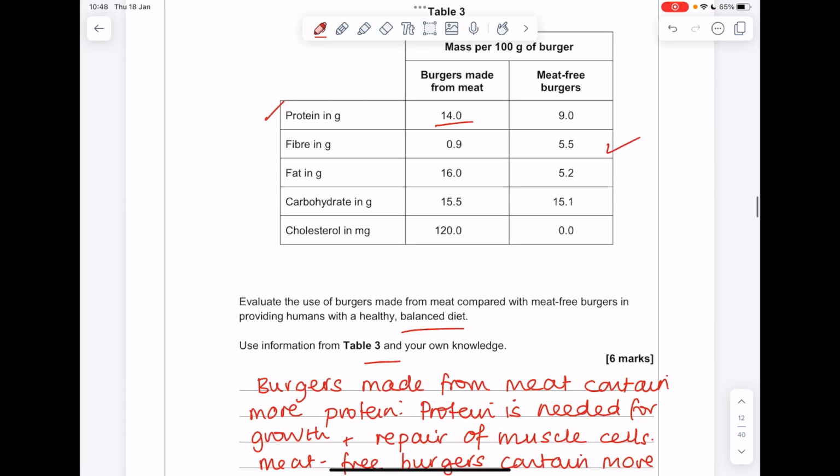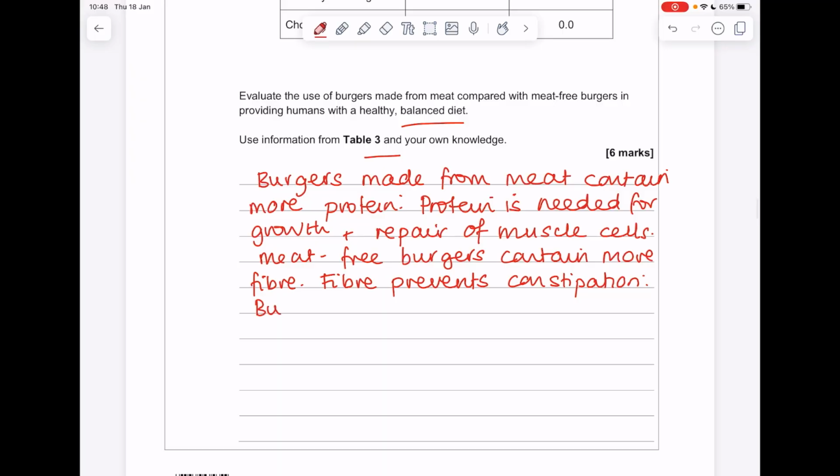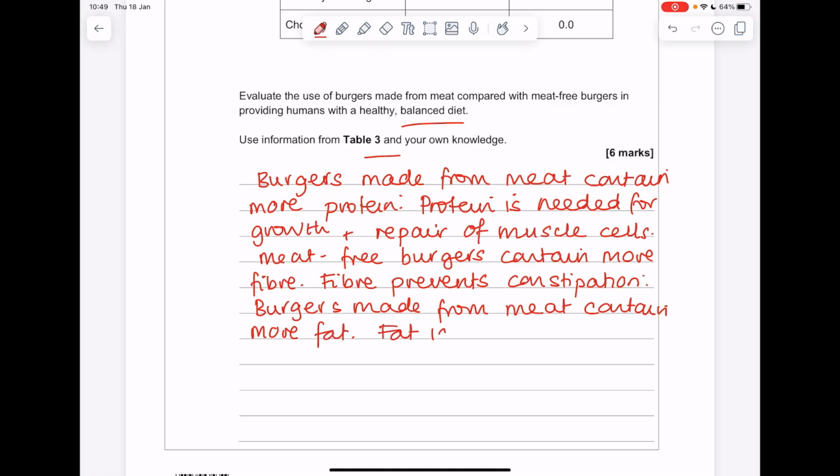Then we have fat. Burgers made from meat contain more fat. That's a good or bad thing, depending on how you look at it. Fat is needed for insulation. But remember, diets high in saturated fat can lead to coronary heart disease. So that's a nice point we've made there.